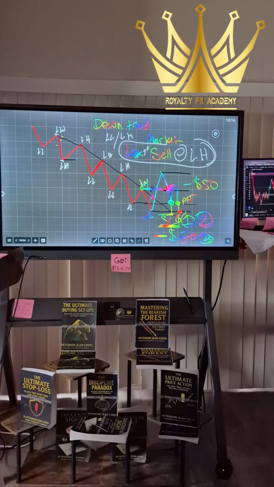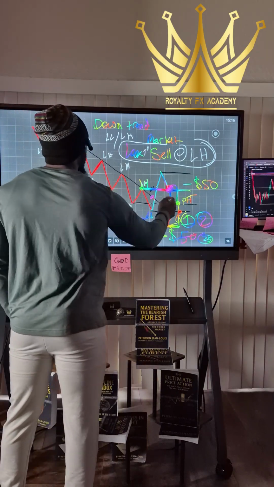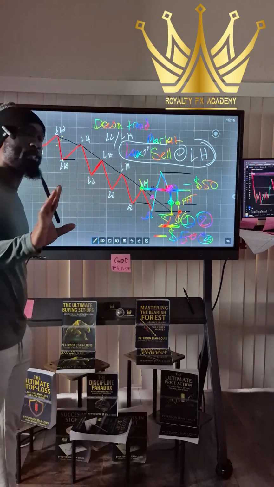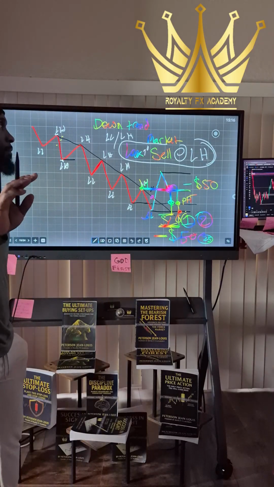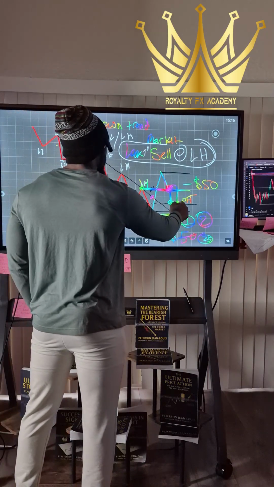But guess what? The setup is still valid because that was a previous structure break, right? I'm sorry, I said the setup is still possible, not valid. The setup is still possible. Once market gives you a bullish engulf, you will take it like so.